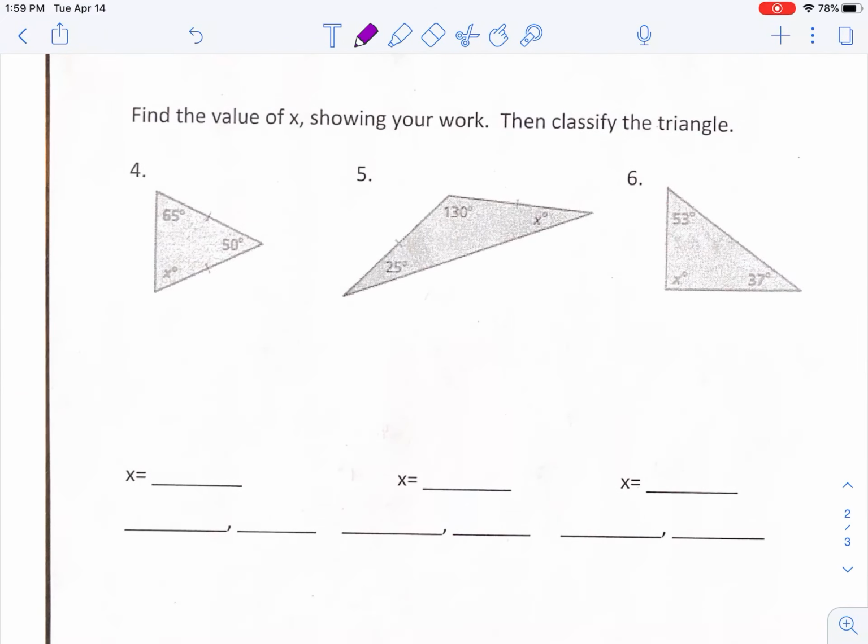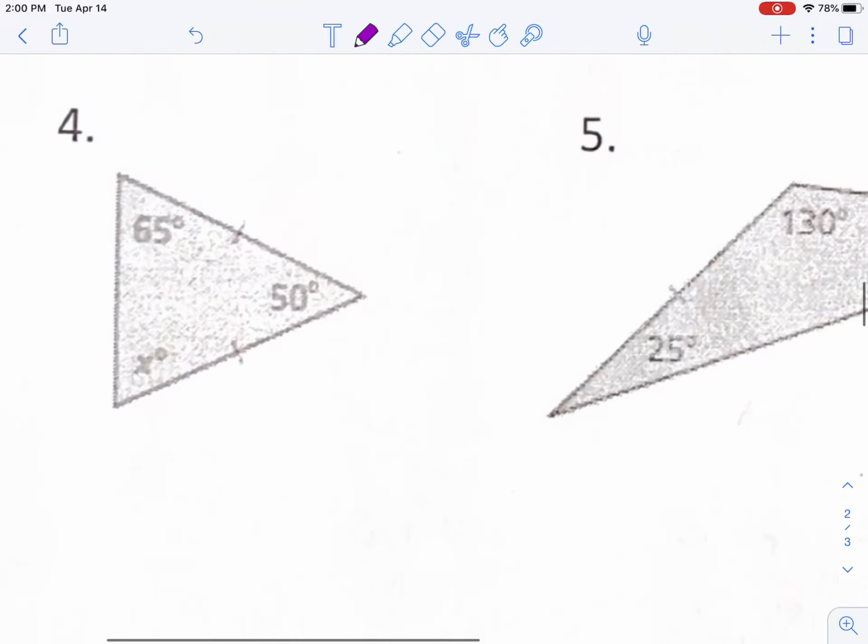Okay. On the back, here's where I would kind of like you to pause the video. Go ahead and try numbers 4, 5, and 6 and see if you can get the measure for x and then classifying the triangles. You're doing these just like letters A and B on the front. And let's see what you get.